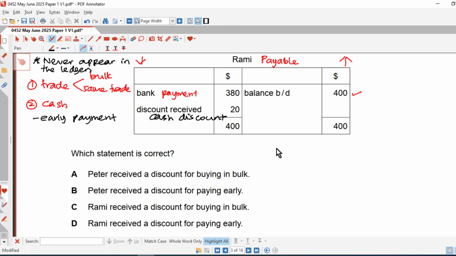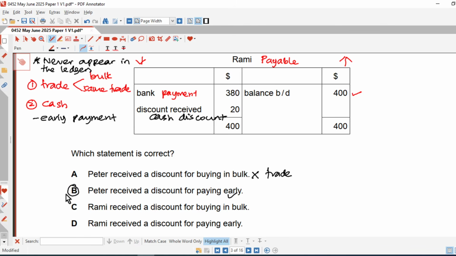So Peter received a discount for buying in bulk. That's false. All right, this is a trade discount. It doesn't appear in the ledger. Peter received a discount for paying early. Yep, I think this is a good answer.